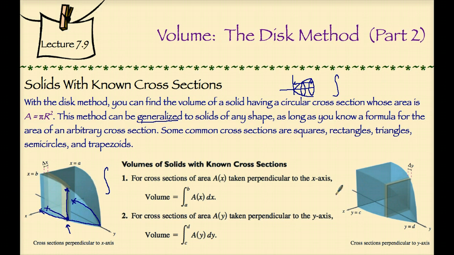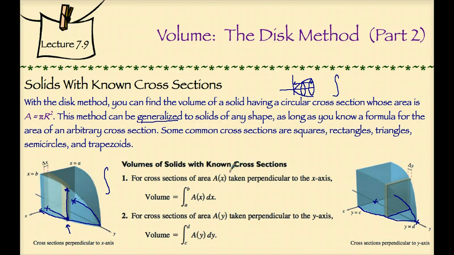It's also possible to build a solid with cross-sections that are perpendicular to the y-axis. Here we have the same parabolic region as the base of the solid, but in this case we're using cross-sections that are perpendicular to the y-axis. Notice in this case the width of the square is the difference between the left side of the parabola and the right side of the parabola, and we would integrate from this point on the y-axis to this point on the y-axis, using the integral to add up an infinite number of areas of squares along this section of the y-axis would give us the volume of this solid.